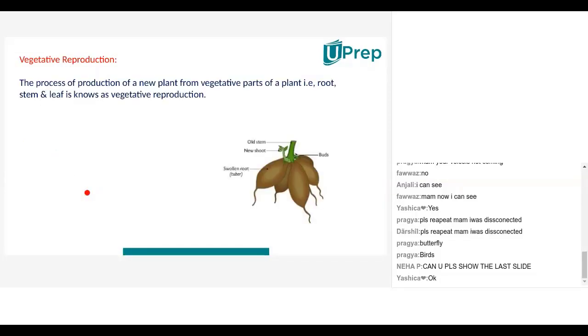So now we will study one by one. One is also called the vegetative reproduction. What is vegetative reproduction? In case of vegetative reproduction, what happens is that when any part of the plant, the root, the stem, the leaf, we studied about it in our last class, if you remember, any part of the plant can give rise to a brand new plant. That is called a vegetative reproduction.